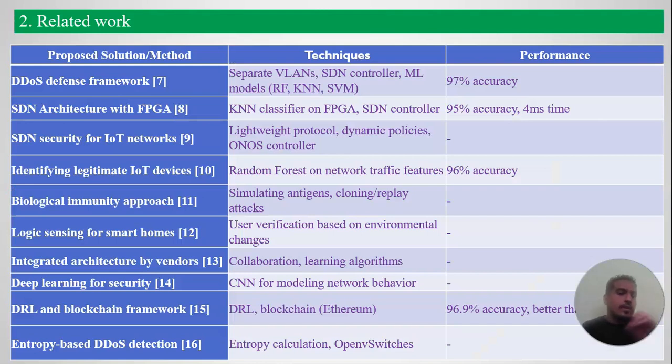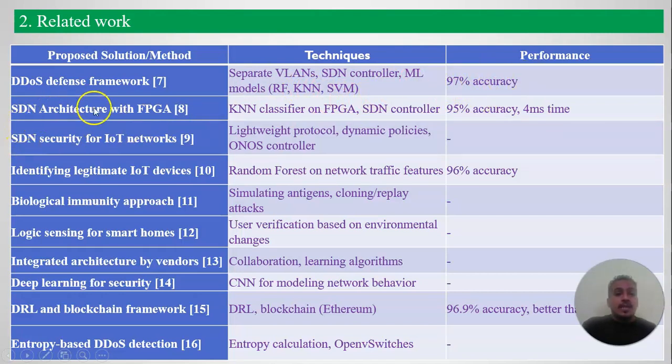Here is the related work. In the related work, we have around 12 studies. I have mentioned in the table the proposed solution method. The names of the authors are mentioned in the next slide. Here, the DDoS attack defense framework. The technique separates the VLAN, SDN control, and machine learning models RF, KNN, SVM algorithms, and it got an accuracy of around 97.